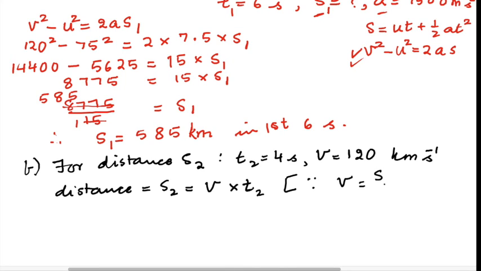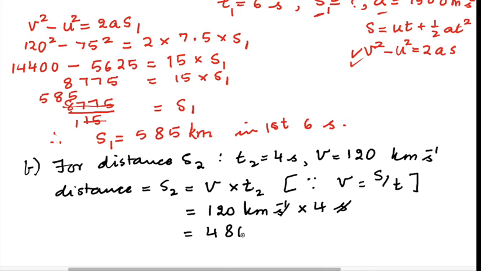So S2 is V multiplied by T2, and since it's in a straight line, V will be your displacement upon time. So your displacement is going to be V into T. So that's how we got this. Now velocity is 120 kilometers per second multiplied by T2 is 4 seconds. Seconds get cancelled, and you will have 480 kilometers. That will be in the remaining 4 seconds.